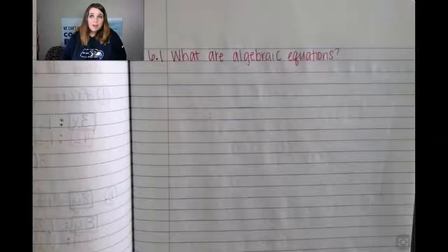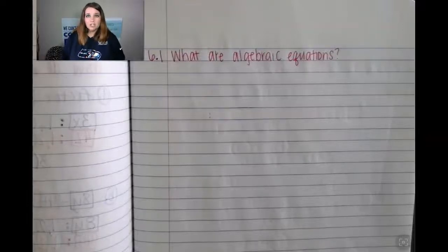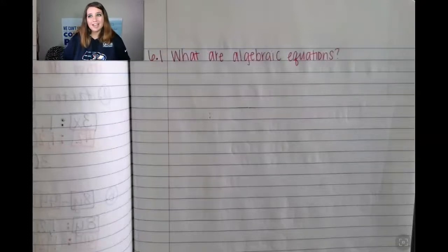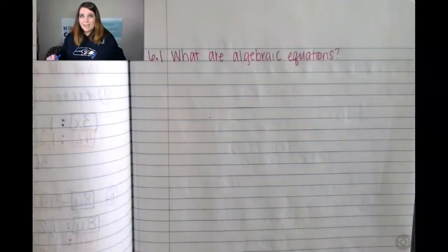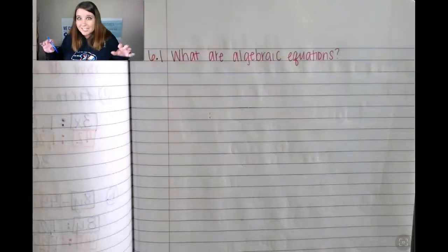We have been learning about algebraic expressions over chapter 5. Well, today we are launching into chapter 6 and we are going to be looking at equations and learning what algebraic equations are. So algebraic expressions were just a little math sentence. An algebraic equation is going to be a math sentence that has, wait for it, an equal sign.